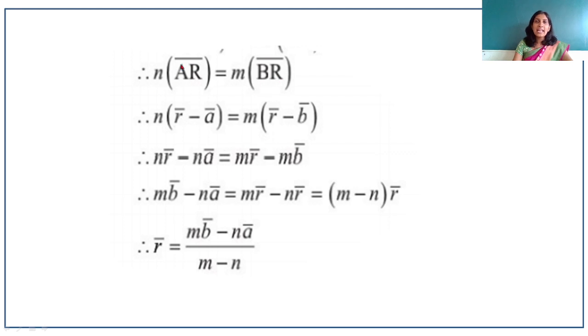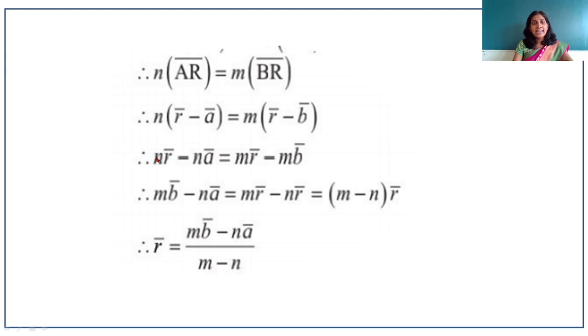So what is AR bar? AR bar is R bar minus A bar, or OR bar minus OA bar, and M into bracket, what is this? This is R bar minus B bar. So we multiply N into the bracket and M into the bracket: N R bar minus N A bar is equal to M R bar minus M B bar.